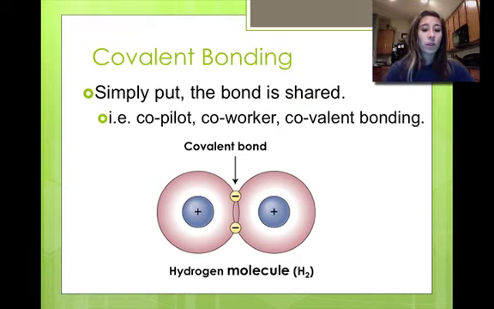And another trick that could help you is think about the word covalent. If something is co, we are talking about a co-pilot, a co-worker. Covalent bonding, we are sharing the workload, we are sharing the job.